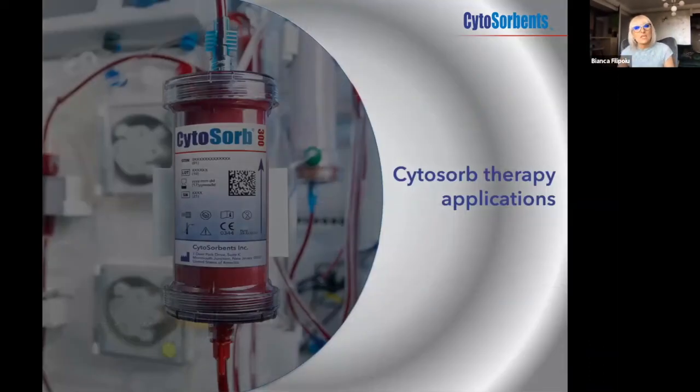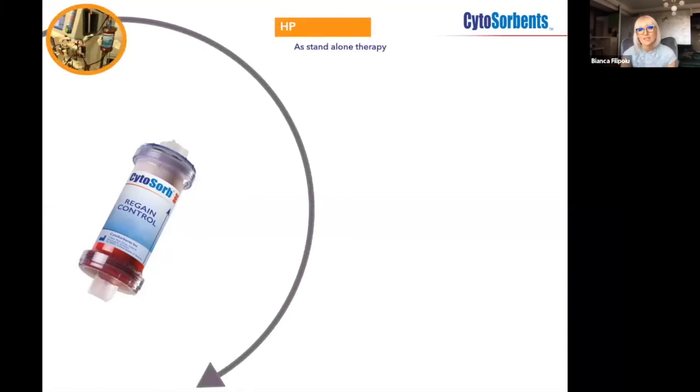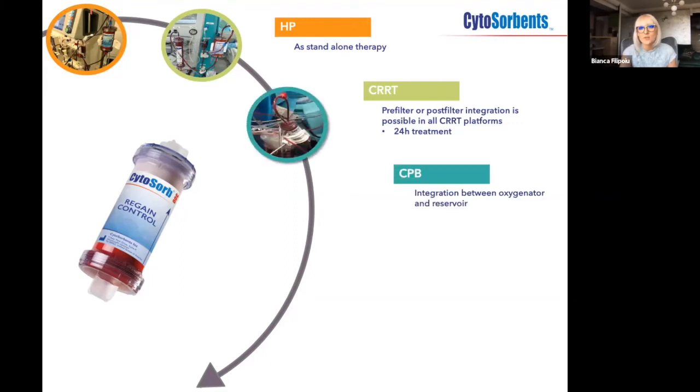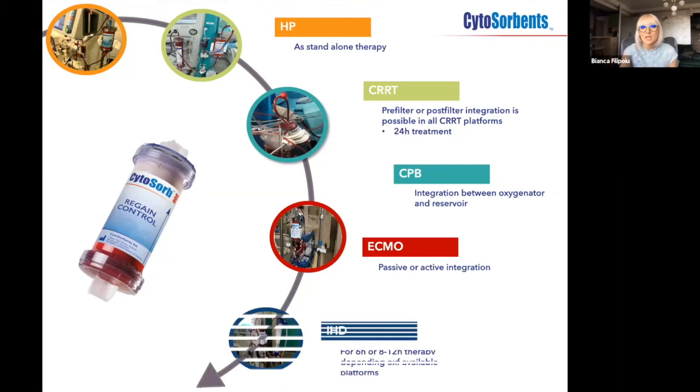Let's talk a little bit about how to integrate Cytosorb into what you have available in your hospital, in the platforms from the field. So Cytosorb is a treatment which can be run as hemoperfusion, so as a standalone therapy, as CRRT treatment with integration in all CRRT platforms, together with CPB for cardiovascular patients, with ECMO in 2 ways, passive or active integration, but also if you don't have any of the platforms described above, Cytosorb can run also with intermittent hemodialysis machines in 6 hours treatments or prolonged treatments like SLED, 8 to 12 hours. Or if you have a machine available to do hemoperfusion, you can run Cytosorb treatment for 12 hours and continue the cycle till 24 hours without any problem.